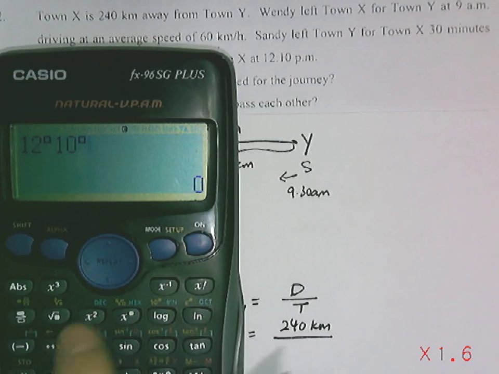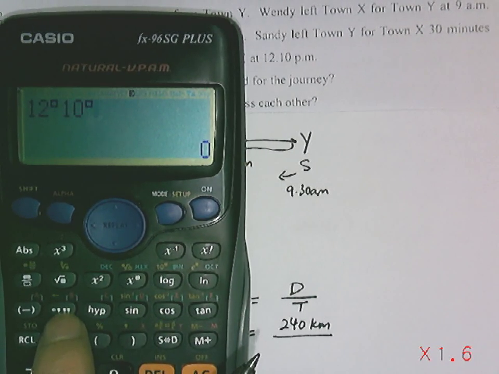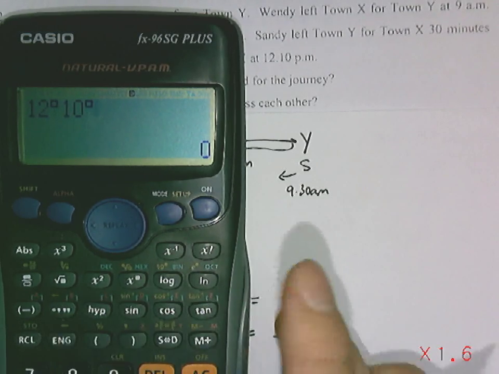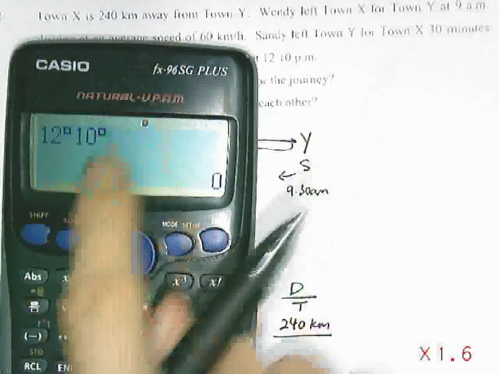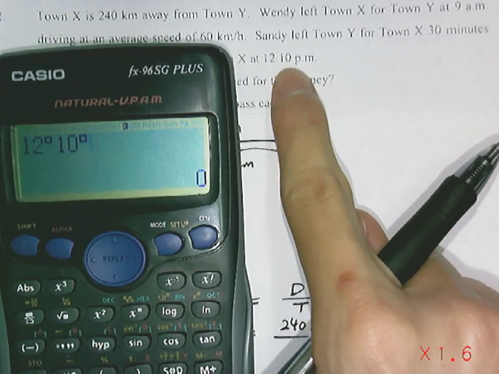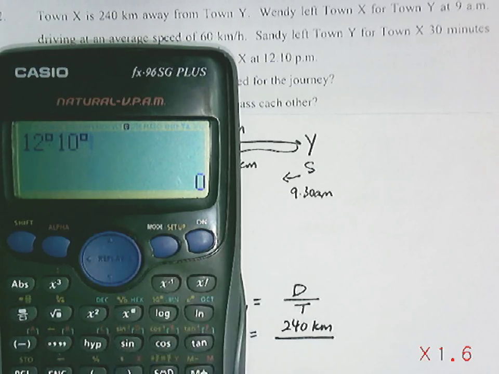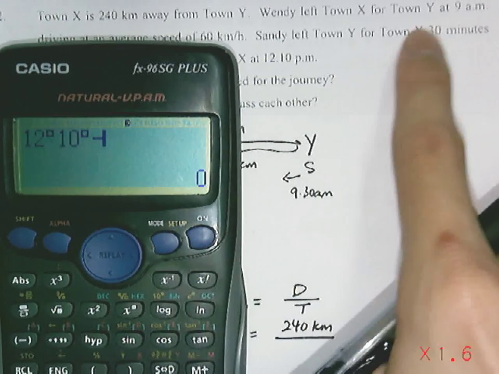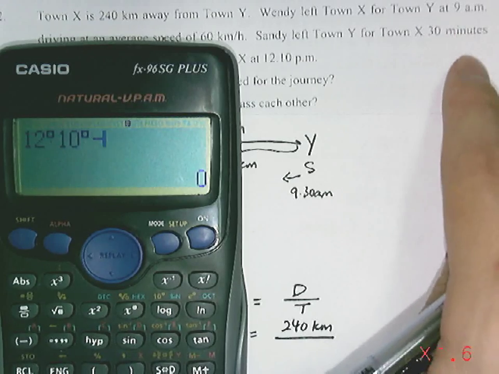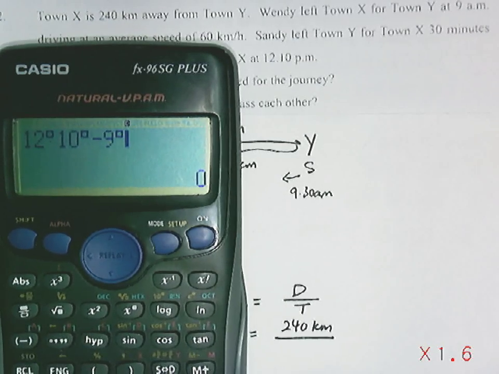This symbol here represents the hours, degrees and seconds. So this one would show you the hours and minutes. 12:10 p.m. we can take as 12 hours 10 minutes, minus 9:30, which means 9 hours 30 minutes.